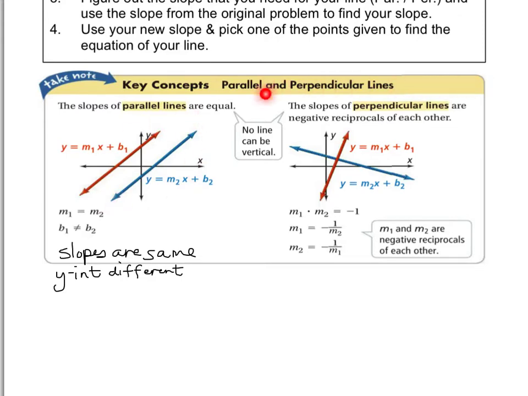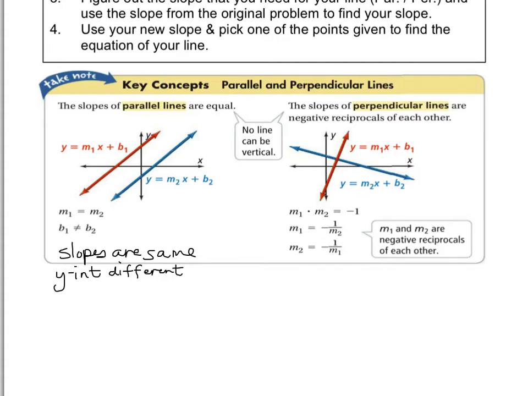Now, as you look at perpendicular lines, perpendicular lines have negative reciprocal, or what I call opposite reciprocal, slopes of each other. You'll notice here are the two lines. You've got the blue line and the red line. They intersect to form a 90-degree angle. The slopes are going to be opposite reciprocals of each other. And the y-intercepts are going to be different. They're not going to be the same either.